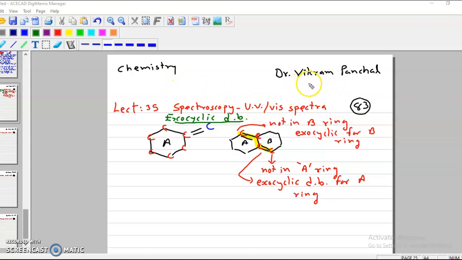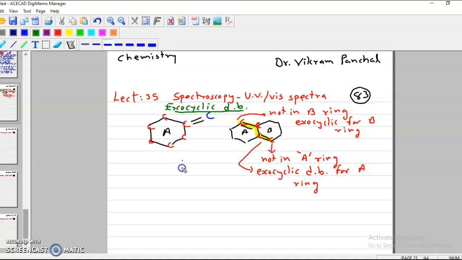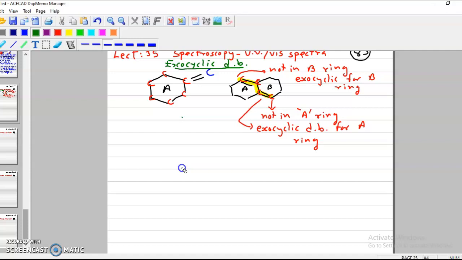This is Dr. Vikram Panchal and I'm dealing with chemistry spectroscopy. This is lecture number 35 for UV visible spectra. In this lecture, I will explain what is exocyclic double bond. In fact, I started explaining exocyclic double bond in the previous lecture, but unfortunately because of time constraint, I could not explain it properly. So I am repeating this exocyclic double bond once again.